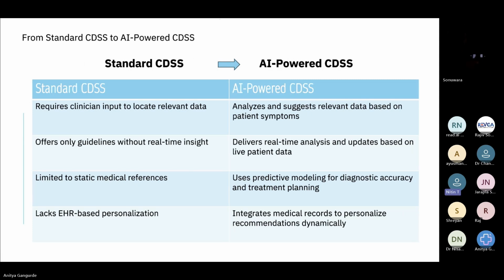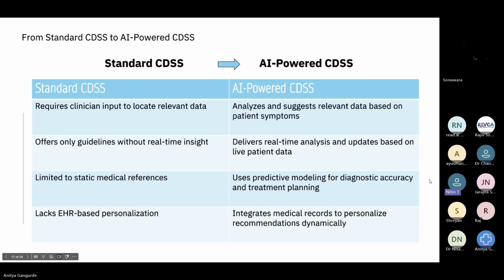So how does the standard CDSs compare to AI-powered CDSs? In standard CDSs, we require clinician input to locate relevant data. So if we need to search about a disease, we will go to that disease section. And if there are any contraindications of any specific drugs used for that treatment, we will again dwell into that. So much time is wasted on that. They are basically static. We need a dynamic tool. For each different patient, we need different treatment modalities.